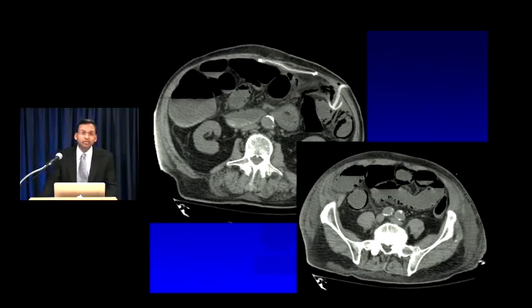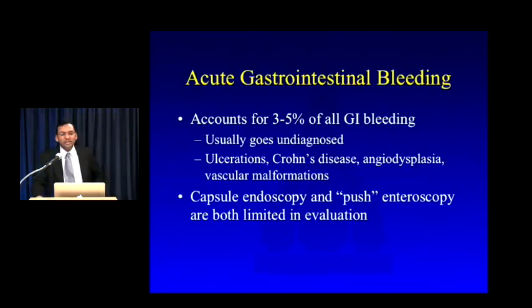They had a J-tube placed about 24 hours before, and this ultimately was all thought to be iatrogenic. So this happens, and frankly, it happens not that uncommonly. So let's move on to our next vascular disorder, and that's acute GI bleeding.